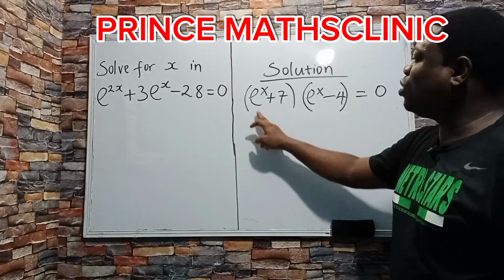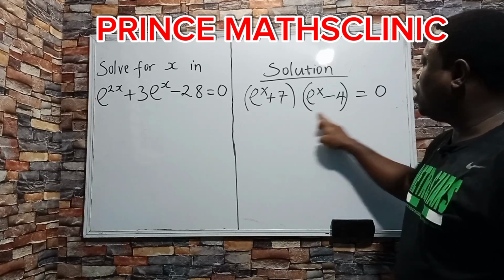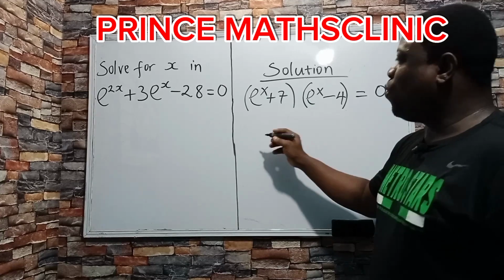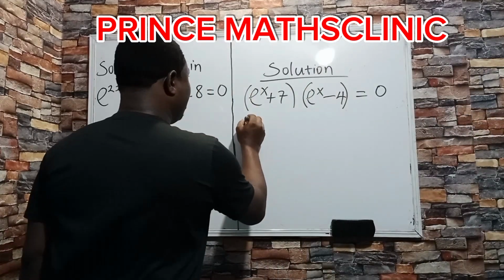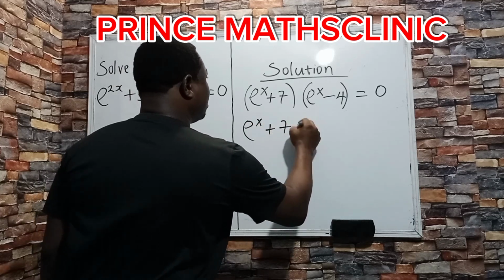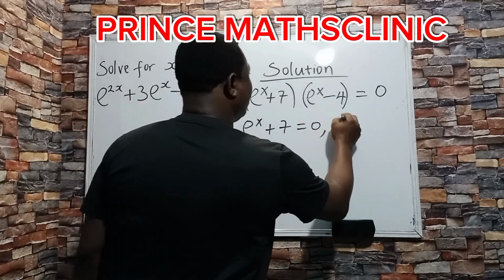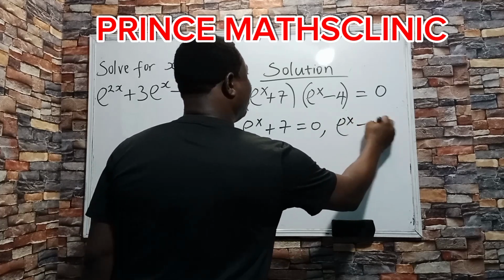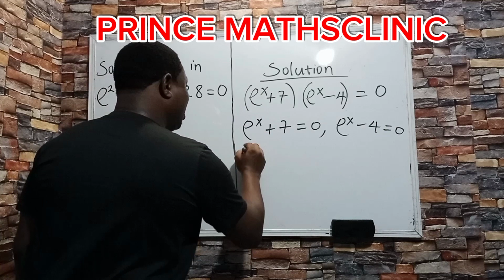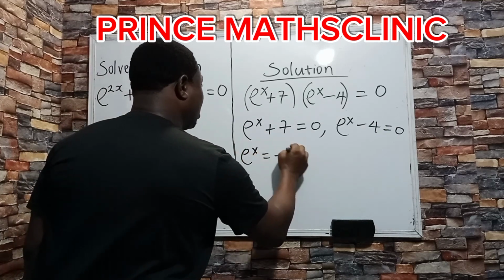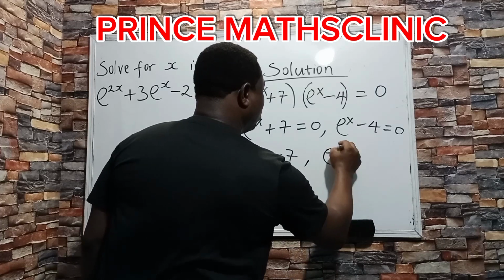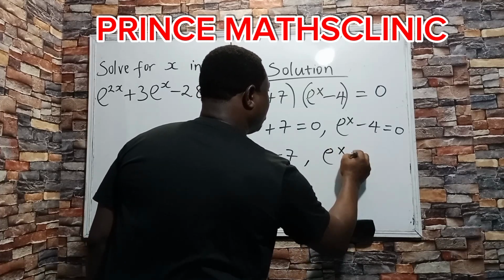If the product of these two gives us 0, therefore we can say that e to the power of x plus 7 is 0, or e to the power of x minus 4 equals 0. So from here, e to the power of x is equal to negative 7, and e to the power of x here is equal to 4.